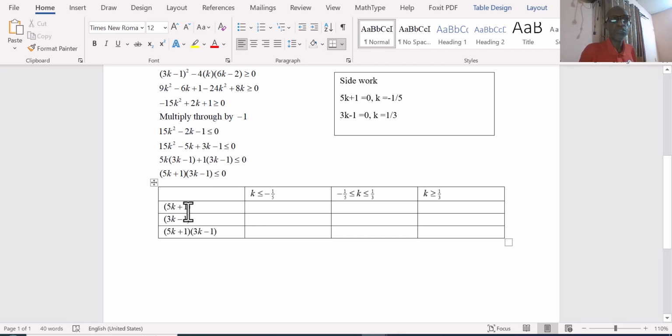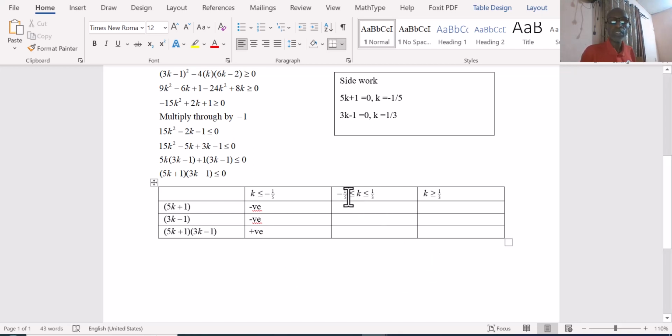So if you put minus 1 here, 5 times minus 1 is minus 5, plus 1, that will give you negative. So let's say you put minus 1 here also. 3 times minus 1 will be minus 3. So the answer here will still be negative. You don't need the value, you just need the sign of that value. So minus times minus will give us plus.